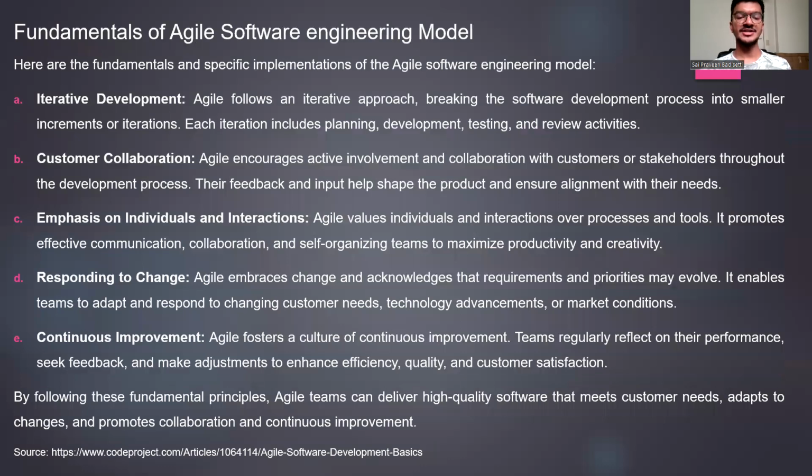Fundamentals of agile software. Agile is a software development approach, and iterative development breaks the process into smaller increments. Each iteration involves planning, development, testing, and review. Now, customer collaboration. It encourages the involvement and collaboration of customers and stakeholders to shape the product and meet their needs.